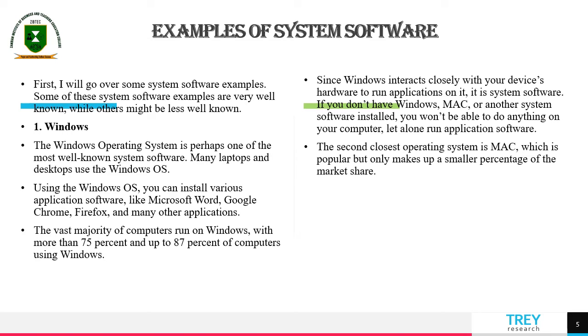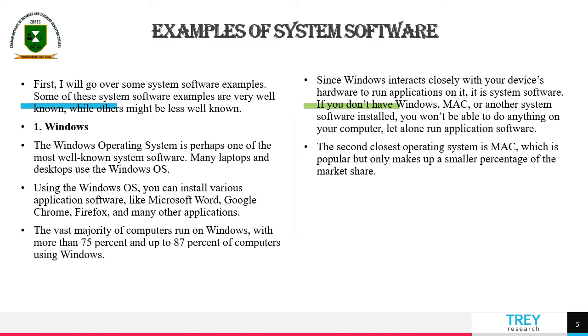Okay, the second one we are saying, using the Windows operating system, you can install various application software such as Microsoft Word, Google Chrome, Firefox, and many other applications. The third one, the vast majority of computers run on Windows, with more than 75% and up to 87% of computers using Windows. Since Windows interacts closely with your device's hardware to run applications on it, it is system software.